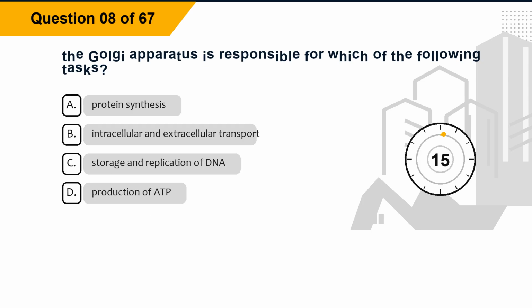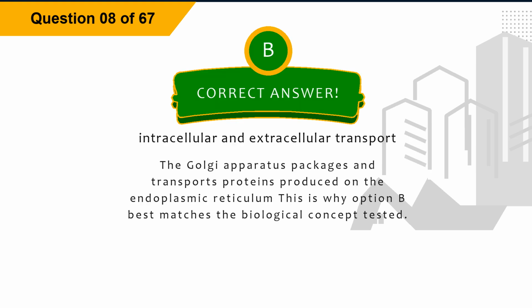Question 8. The Golgi apparatus is responsible for which of the following tasks? Option A, protein synthesis. Option B, intracellular and extracellular transport. Option C, storage and replication of DNA. Option D, production of ADP. The correct answer is option B, intracellular and extracellular transport. Explanation: the Golgi apparatus packages and transports proteins produced on the endoplasmic reticulum. This is why option B best matches the biological concept tested.